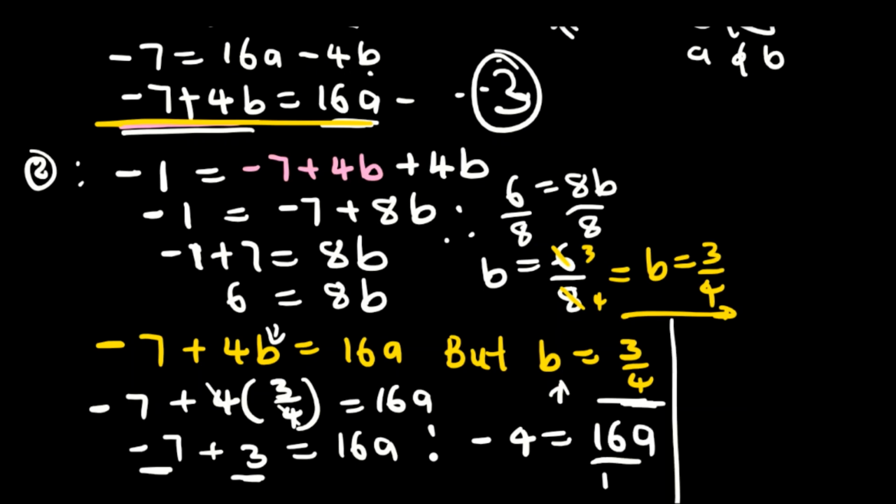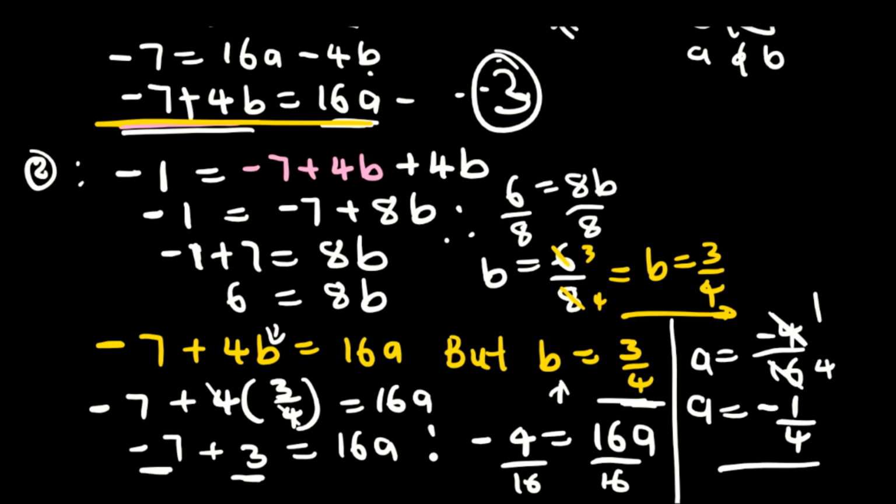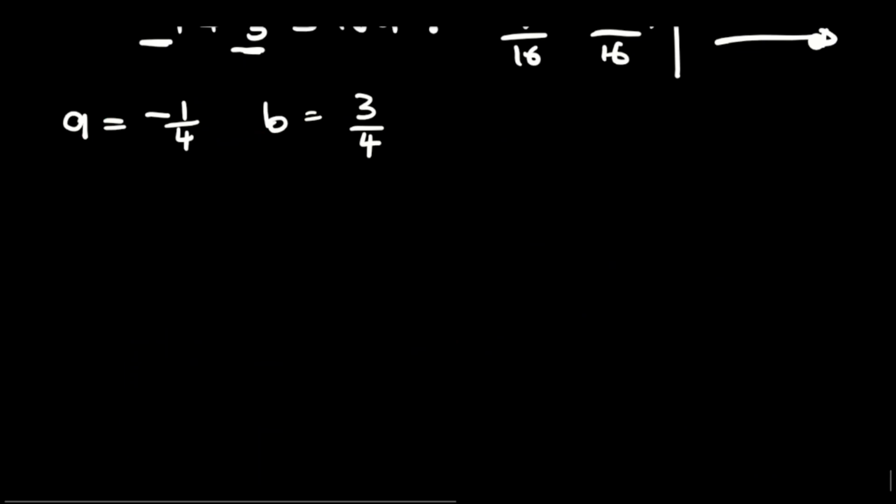And you divide by 16 both sides. So a = -4/16. 4 goes how many times into 4? It goes once. And into 16 it goes 4 times. So it's going to be -1/4. So that is our value of a, and that is our value of b. We've identified our value of a and our value of b.